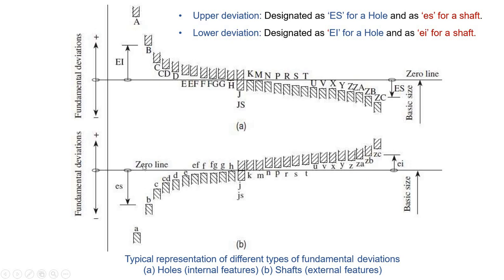So with the shaft and hole having the same basic size, if you are moving from A to H, it will have a clearance fit. If you are moving from H to ZC, you can see that the shaft size is above the zero line while the hole size is below the zero line. So they interfere with each other, or there is a transition between them. These fundamental deviations help us choose the right combination of hole and shaft size in order to have the required type of fit.